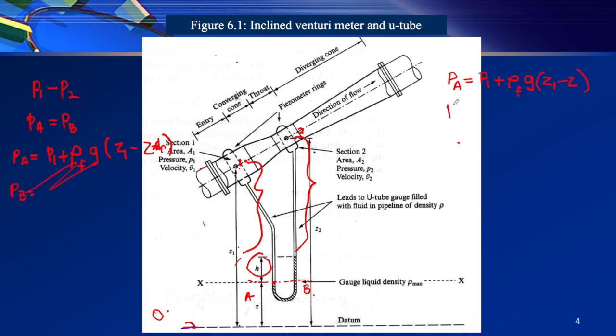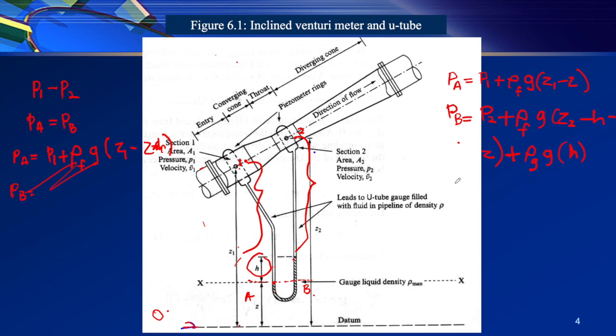And then PB. What about PB? PB is P2 plus rho fluid g, and then Z2 minus H minus Z. That is point number one. We also have the gauge liquid density, so plus rho gauge g, and this is H, so rho gauge g H.